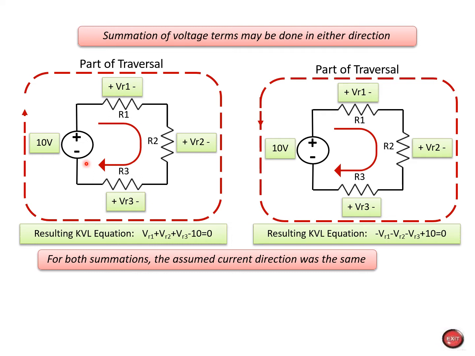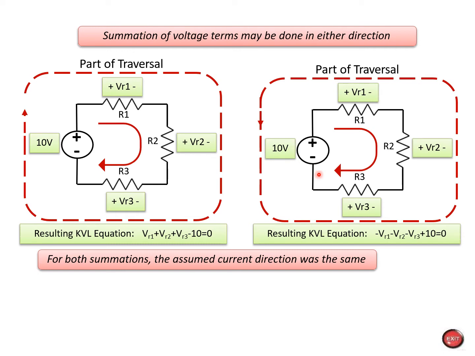And when you reach the battery's negative terminal, the potential is increasing, since you are reaching the battery. So it is in the opposite direction and the sign convention is minus. So the potential at this point is -10. And the resulting KVL equation is VR1 plus VR2 plus VR3 minus 10V is equal to 0, since the algebraic sum of voltages in a loop is equal to 0.